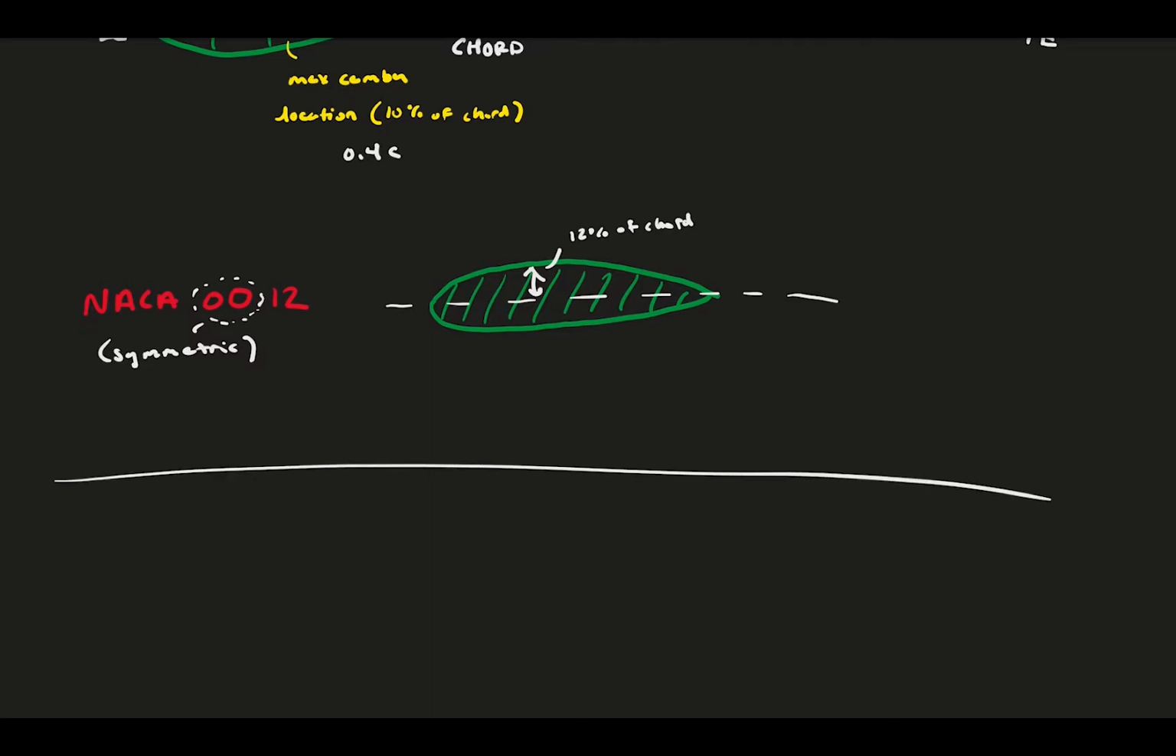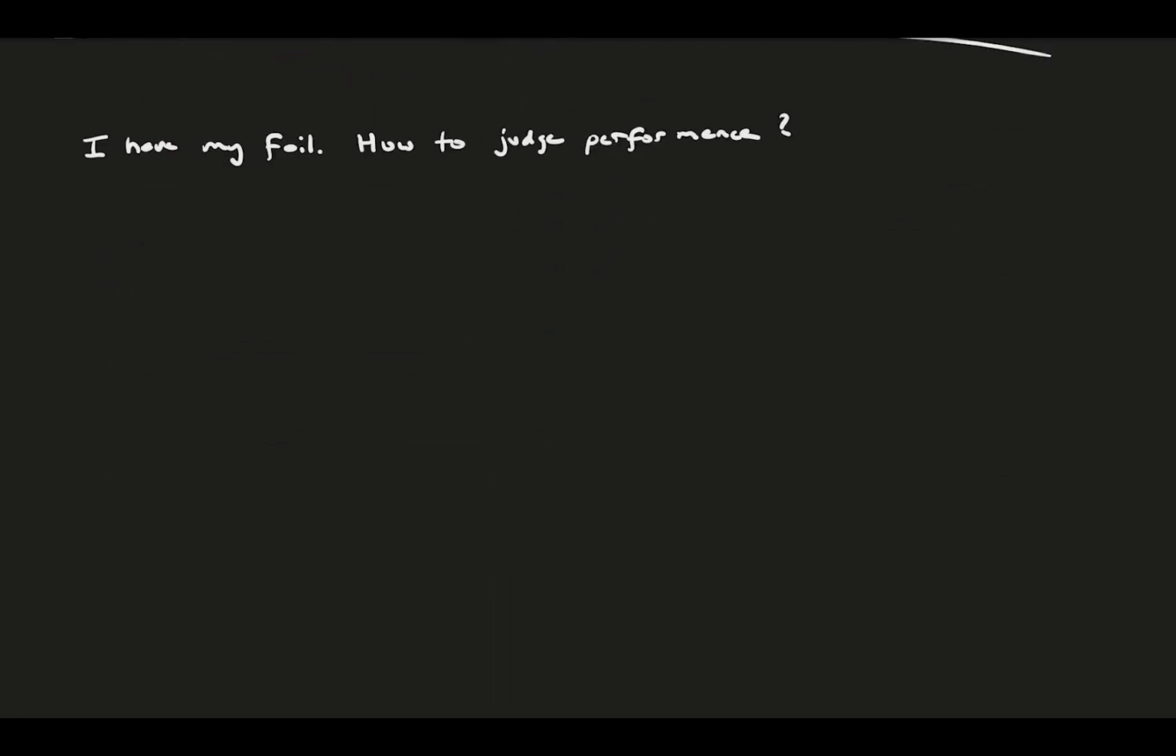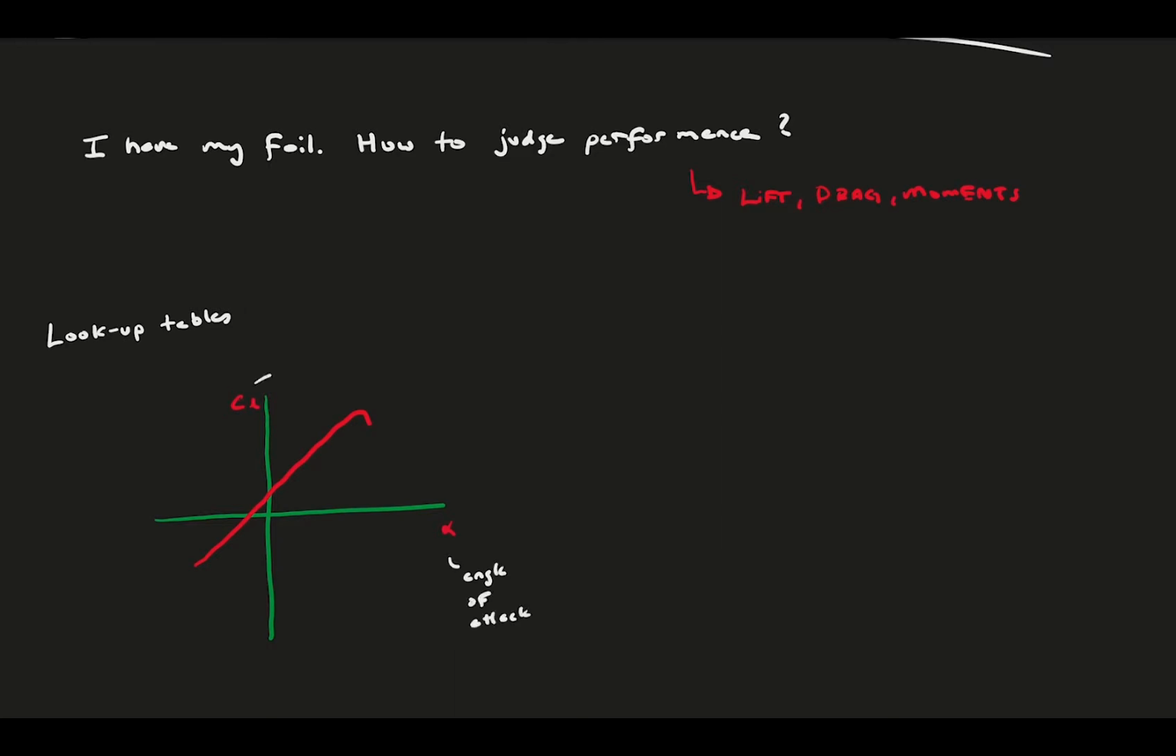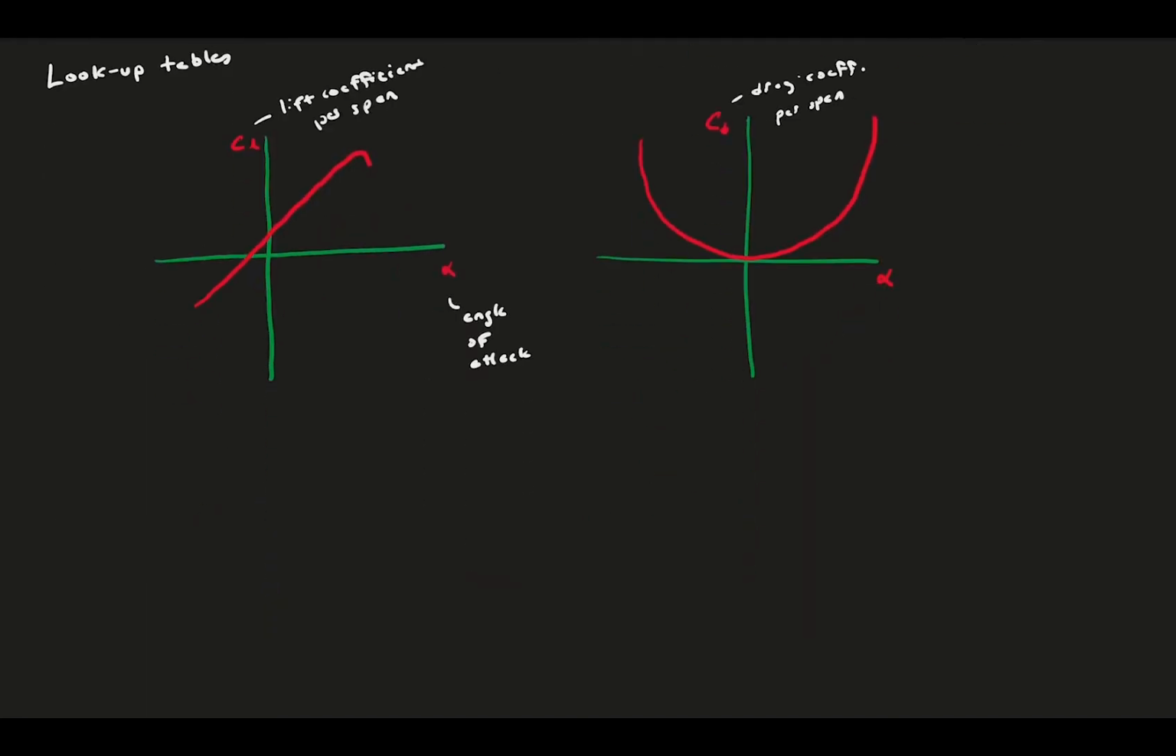And now that we have the foil shape down, at least for the NACA 4-digit series of foils, we can think a bit about what performance means. Typically, aerodynamicists care about the foil lift and drag as well as the moment about the quarter chord. So, when you look up the performance of various foils, you will see a lot of CL versus alpha, CD versus alpha, and CM versus alpha plots.